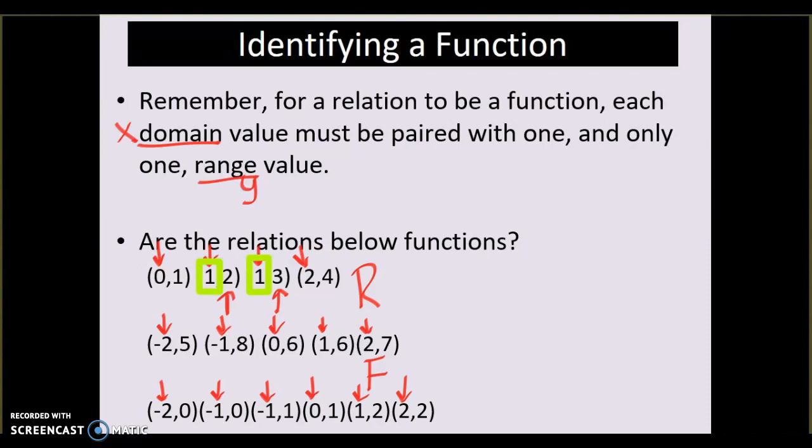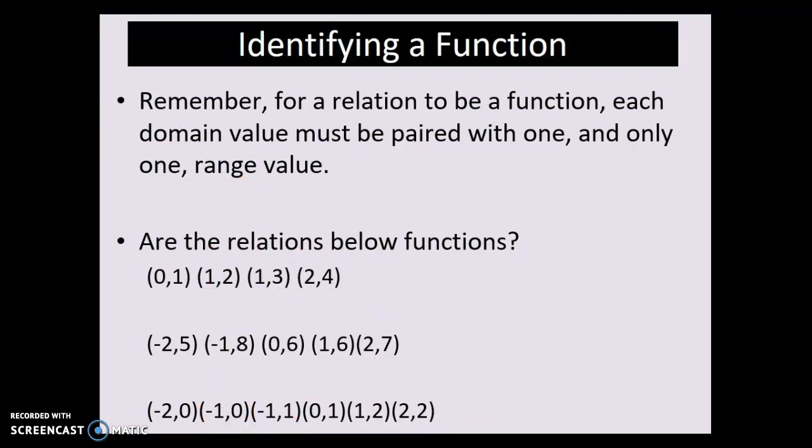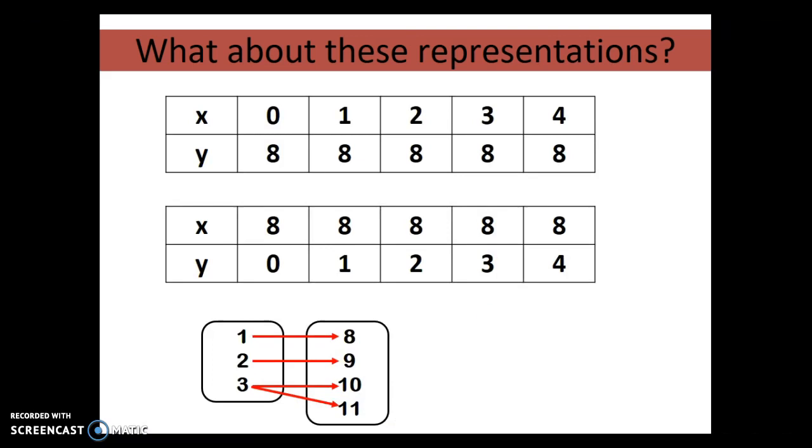Looking at this next one, I have -2, -1, -1, 0, 1, and 2. So I'm looking to see for any repeats here. Well, I notice I have a -1 and a -1. I've got an output of 0 and an output of 1. Those are 2 different things. So because I have an input of -1 with 2 different outputs, that makes this a relation.